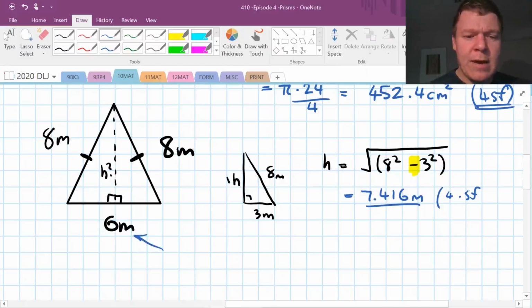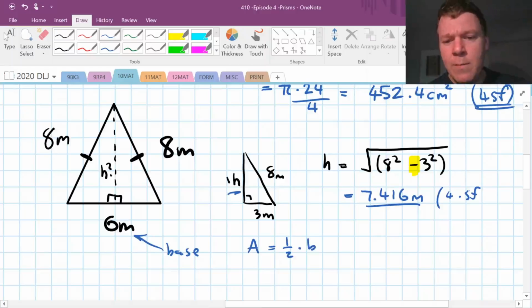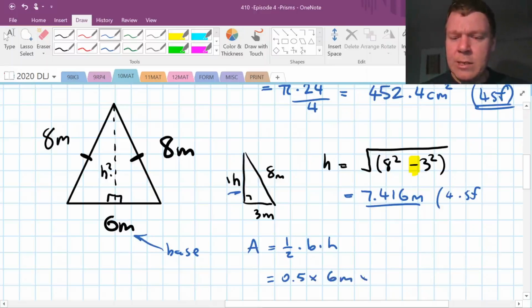So back to here, this is our base. We found our height, so we're going to go area equals half base times height. I like to use 0.5 in my calculator, so I'll just write that in, times a base of 6 meters times 7.416 meters.